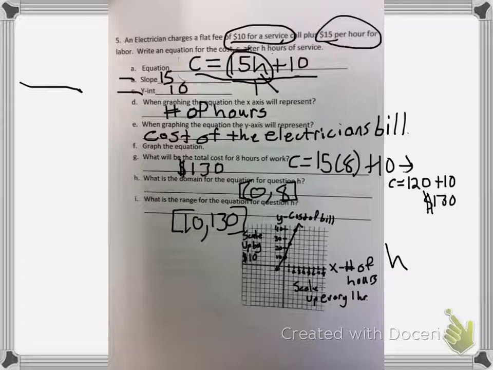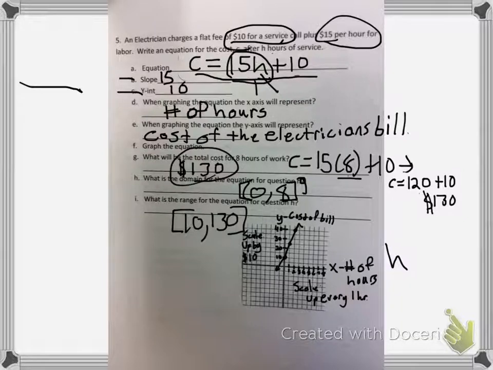What will be the total after 8 hours? If your graph was long enough, went all the way to 8. Ours isn't big enough, but you can use your calculator, you can plug in 8 for the number of hours. You end up getting 15 times 8, which is 120, plus 10 is 130. So it's $130. What is the domain for the question in G here?